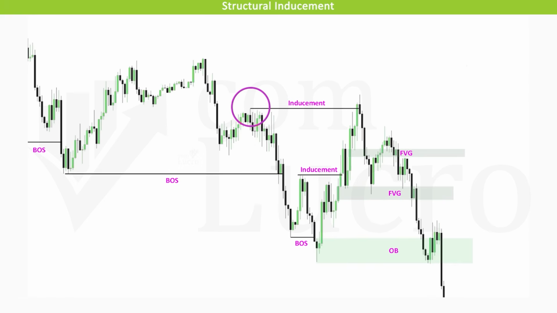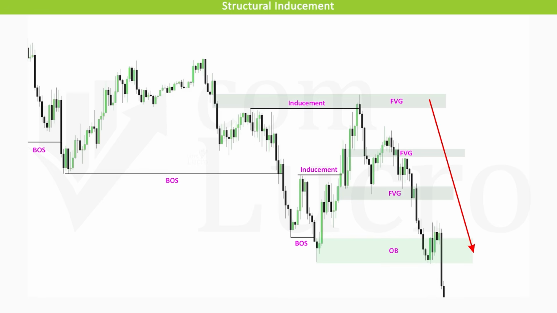Price takes the liquidity resting above the swing high, where many buyers have entered the market. That swing high itself becomes an inducement level. Price then reacts from an internal liquidity pool, represented by a fair value gap within the leg, before continuing aggressively lower in the direction of the prevailing trend.